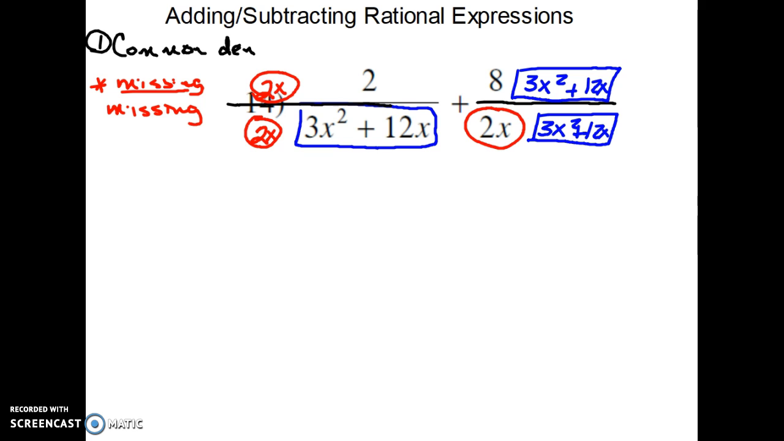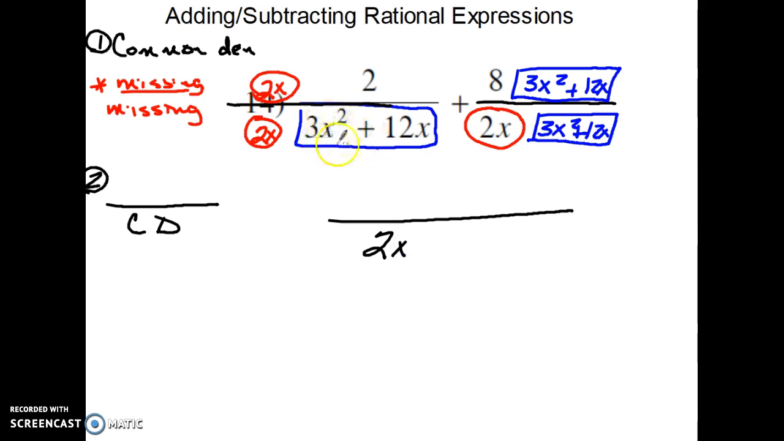Okay, so now both of my denominators are the same, so I'm ready to go to step 2. In step 2, we should have our common denominator. And I'm putting CD for common denominator. And here is my common denominator. Under both of the fraction bars, we have a 2x and we have 3x squared plus 12x.